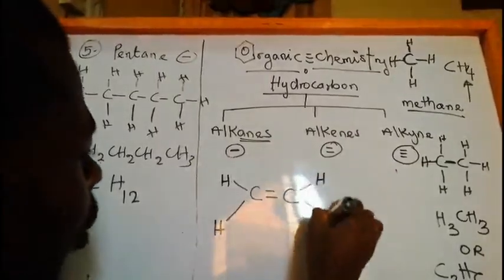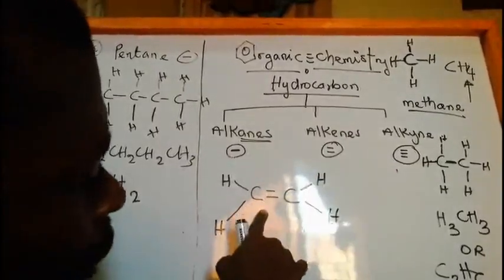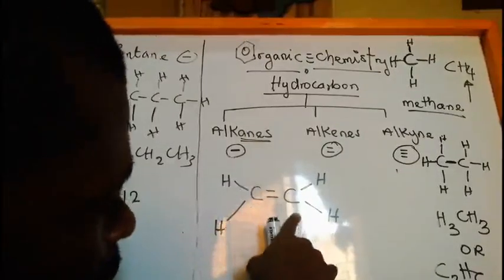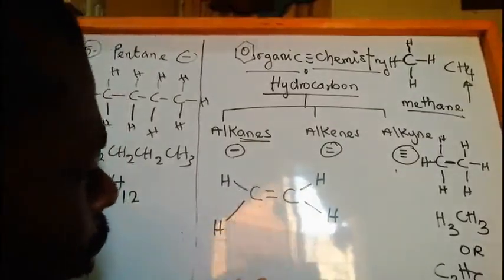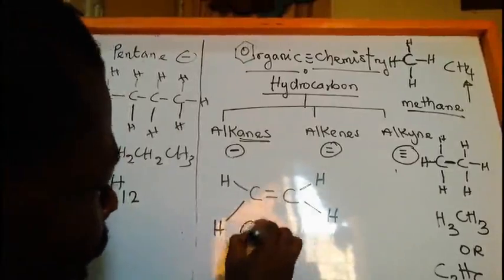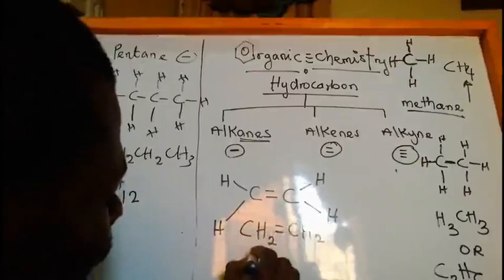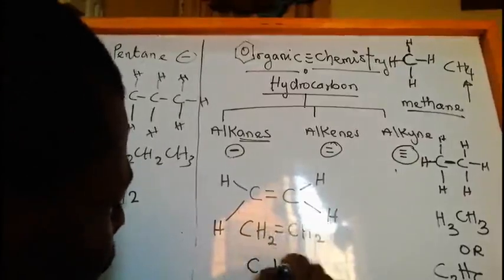We all know that carbon is tetrahedral, so it must have 4 bonds. I can't write more than 4 bonds here. So I've made it 4 bonds here. So this is CH2 double bond CH2. Or I can write it as C2H4.